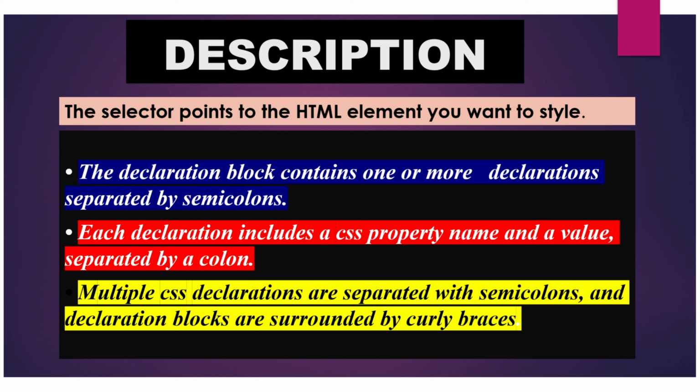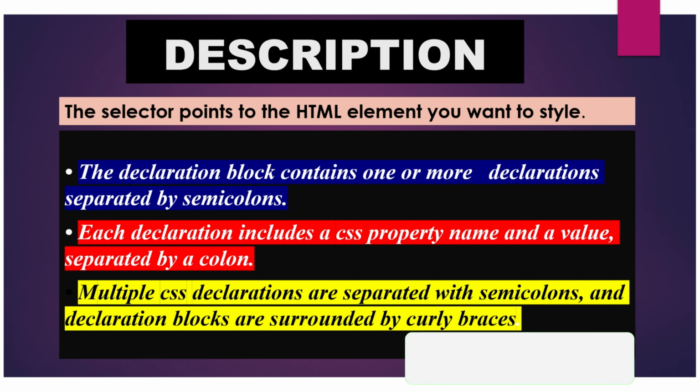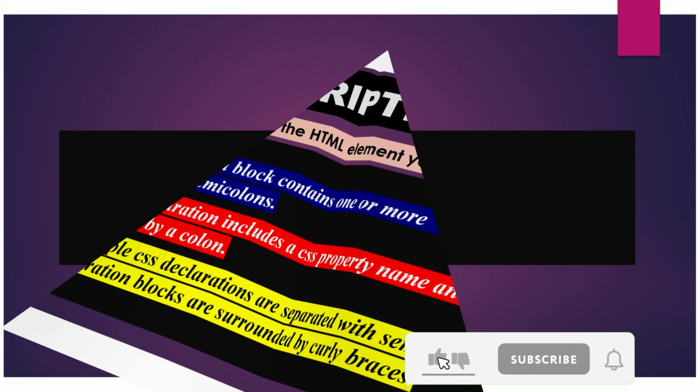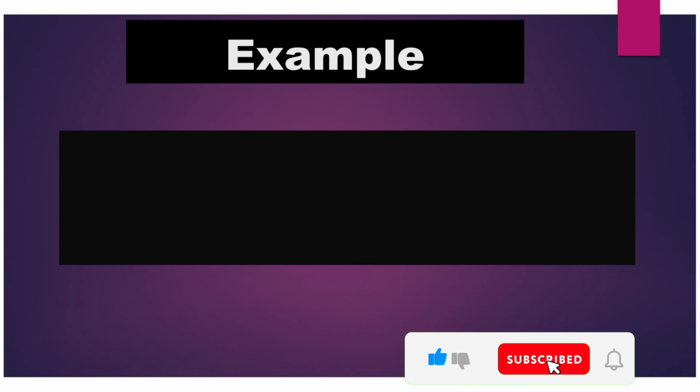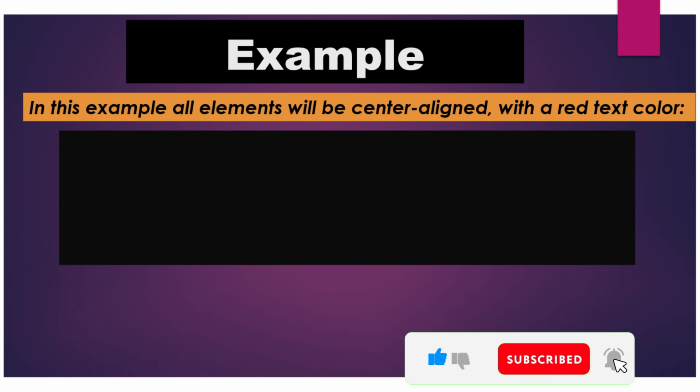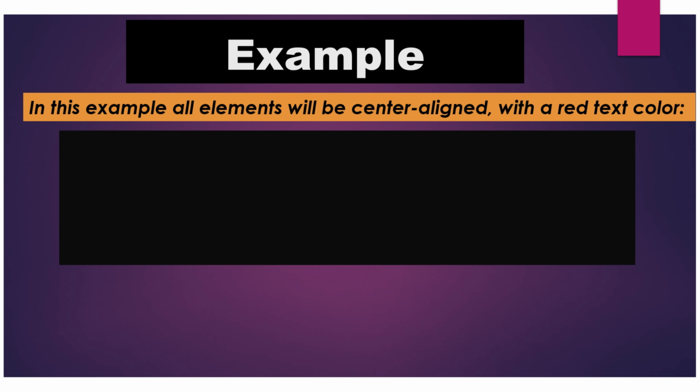And here there is an example that helps you understand well how CSS is declared or implemented. You see, this is an example. Here in this example, all elements will be center aligned with red text color. Here, this P is our selector, which means paragraph. Then we open and close our declaration block. Now we insert property 1, which is color, with value red, right? We can also insert text-align with center.